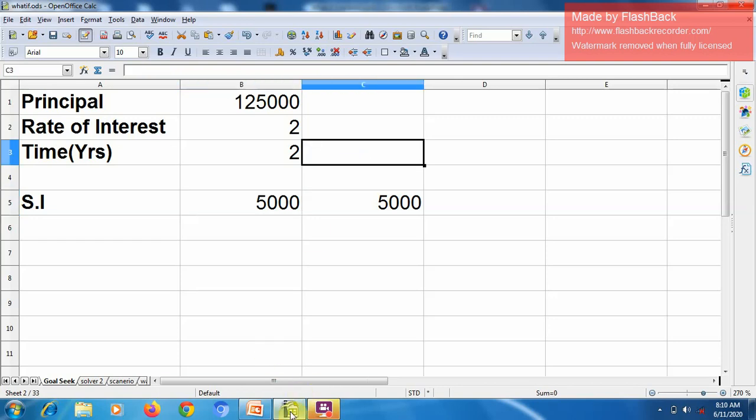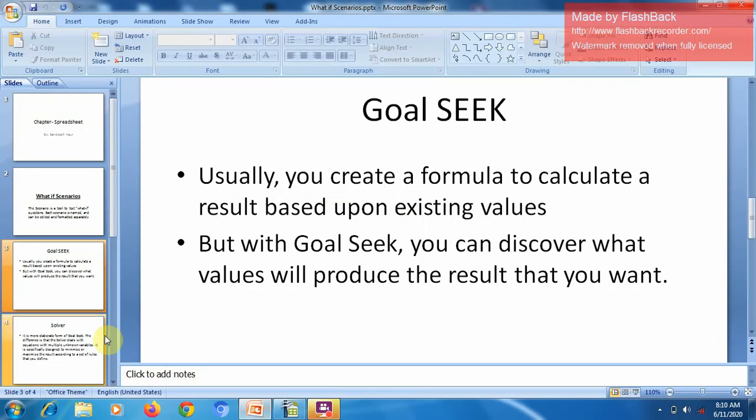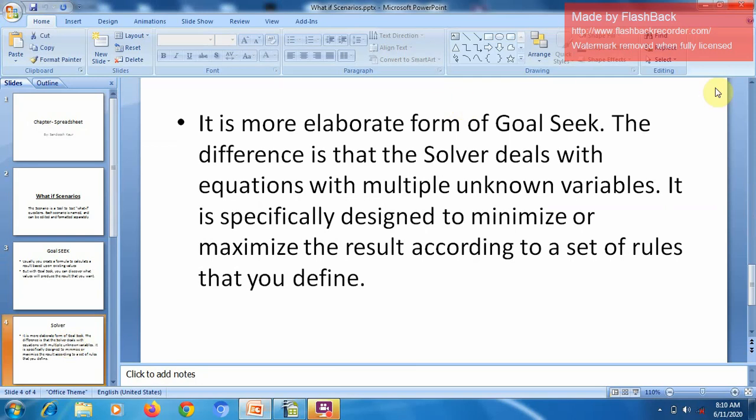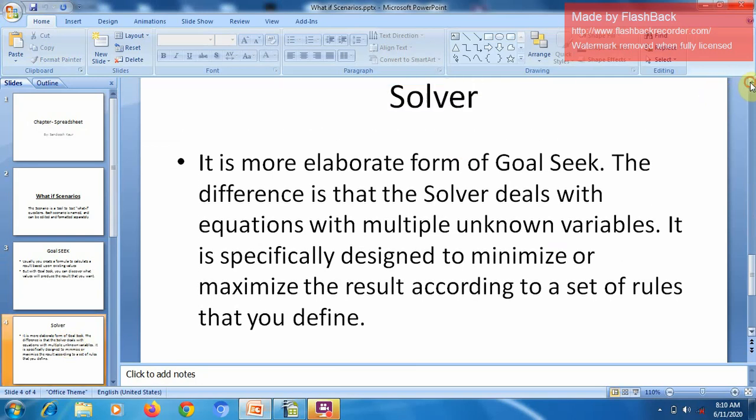Now our next topic is solver. It is a more elaborate form of goal seek. The difference is that the solver deals with equations with multiple unknown variables. The main difference between goal seek and solver is that in goal seek we can calculate a result for one unknown variable, but in solver we can calculate a result for multiple unknown variables.